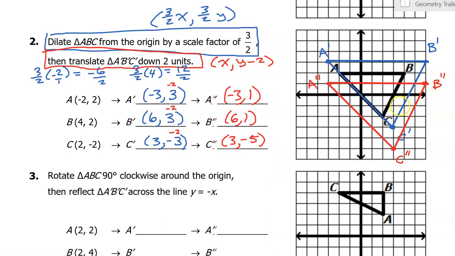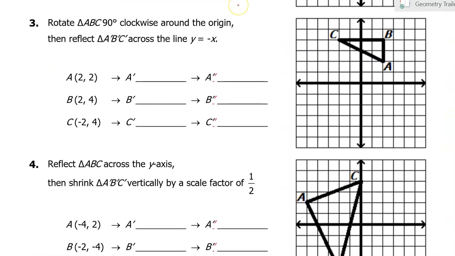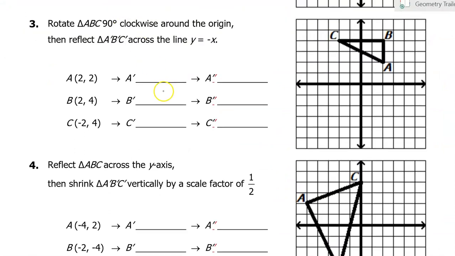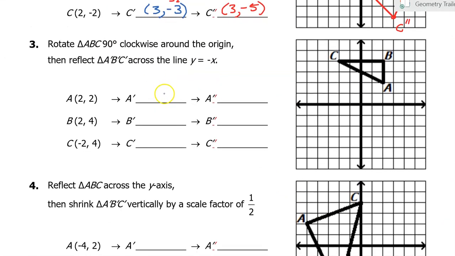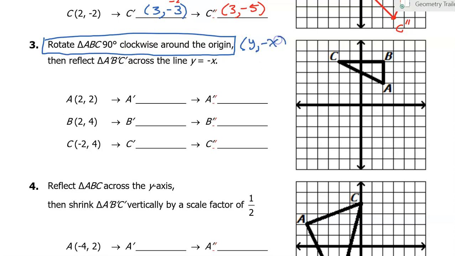And that is how it's done. All right, how about problem number 3? Okay, so for problem number 3, we are supposed to first do a rotation 90 degrees clockwise around the origin. The rule for that is going to be y, opposite of x.